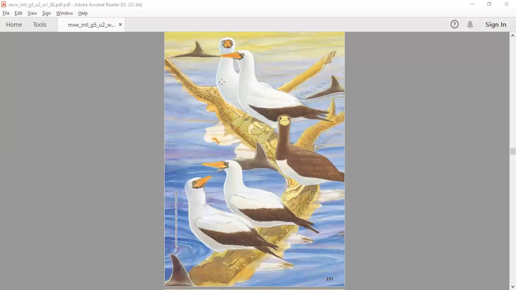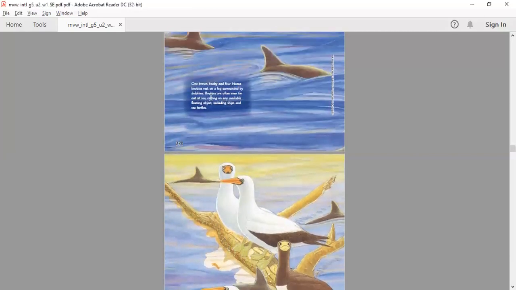There's a text evidence and there's a picture evidence. Okay, let's start with the text evidence. Boobies rest on a log surrounded by dolphins. Boobies are often seen far out at sea. So can someone go far out at the sea without being able to swim? No. So this is one text evidence.